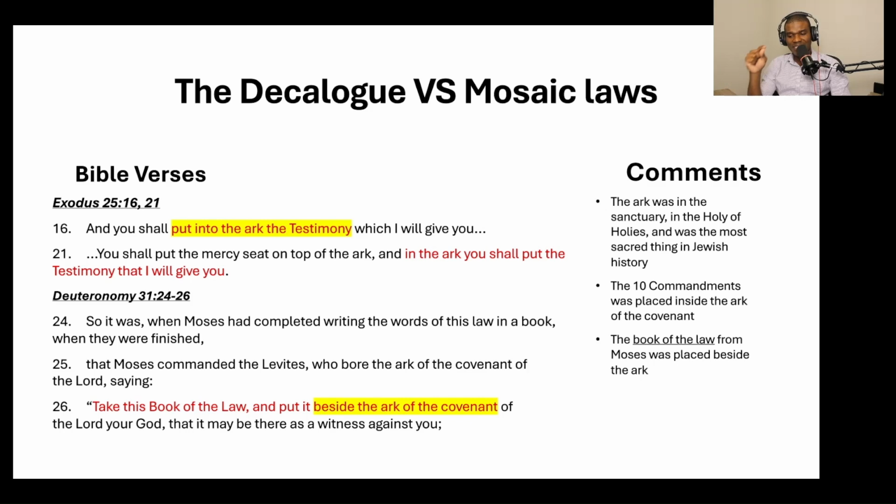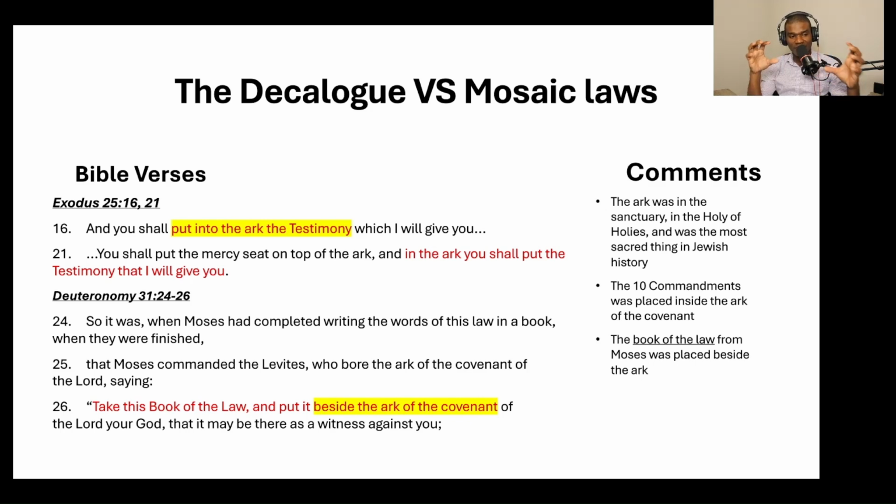So it was when Moses had completed writing the words of this law in a book when they were finished, that Moses commanded the Levites who bore the ark of the covenant of the Lord, saying, take this book of the law and put it where? Beside the ark of the covenant of the Lord your God, that it may be there as a witness against you. This word against you, make a note of it. We'll find it in Paul's writing, so we know exactly what Paul was talking about.